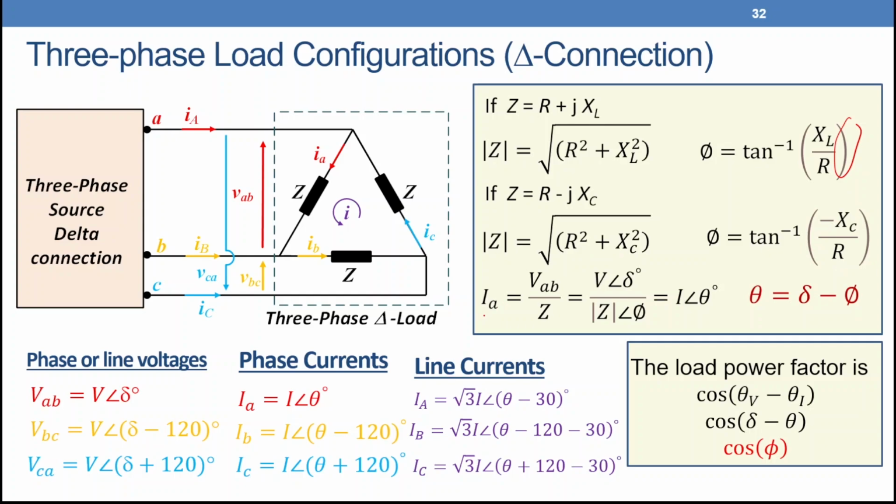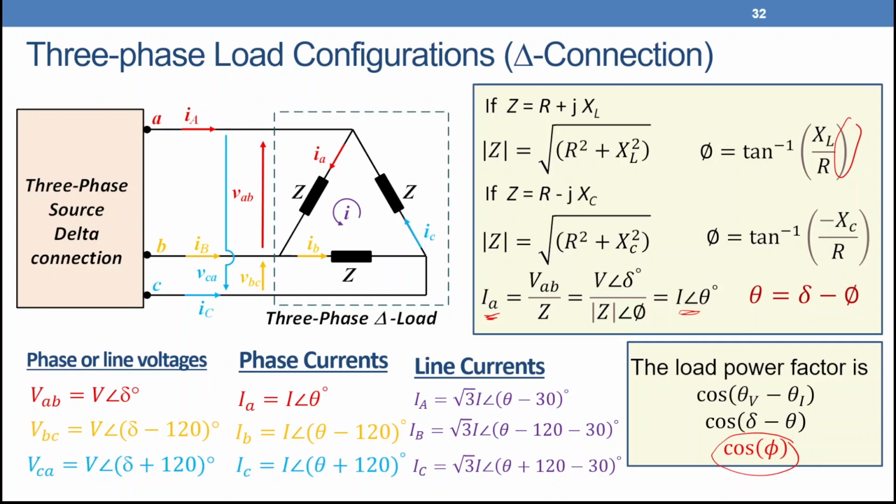So to calculate the phase current, I small a will be the phase voltage in delta, which equals the line voltage, VAB over Z. So that one is V angle delta over Z angle phi, which equals I angle theta. So in this case, theta equals delta minus phi. And remember, for the load power factor, cosine of theta V minus theta I, which is cosine of delta minus theta, is cosine phi, the impedance angle. This is similar to the star connection, but now we are going to have that one for currents, not voltages.